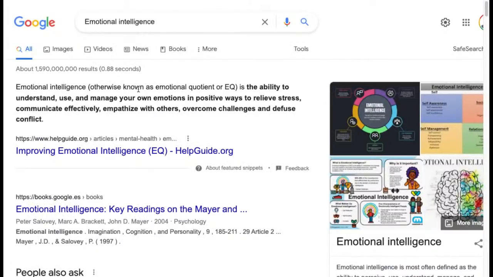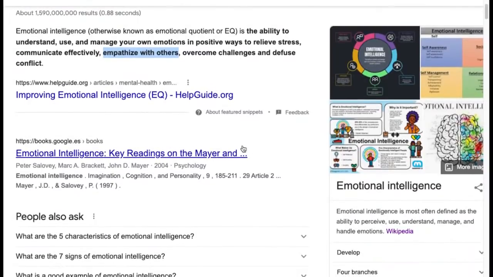So, emotional intelligence, otherwise known as emotional quotient, EQ: the ability to understand, use, and manage your own emotions in positive ways to relieve stress, communicate effectively, empathize with others, and overcome challenges. Hey, this is great language, right? Look at all these chunks that you can use. Relieve stress, communicate effectively. If you're astute, you should notice these chunks when you're reading, right? Empathize with others. So be an astute student. Notice the chunks. This is really, really interesting. There's lots of links here.